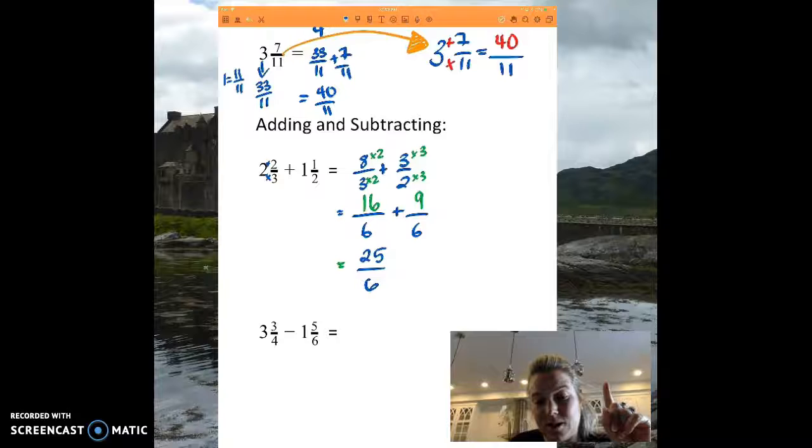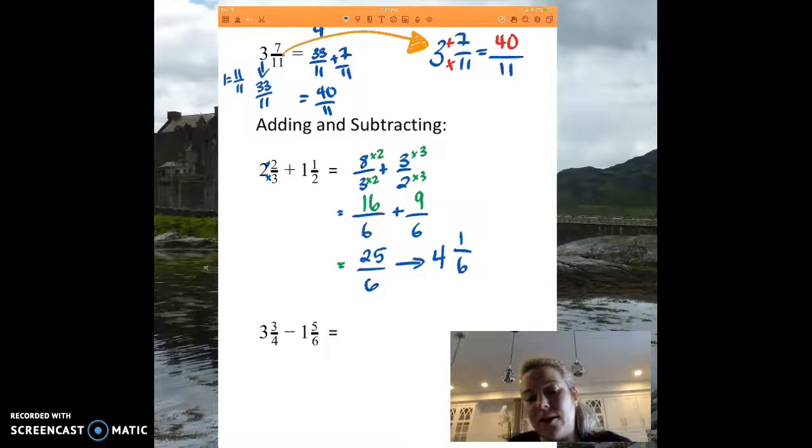Now, 25 over 6, can I switch that back? I can. I'm going to say how many 6's go into 25? So 6, 12, 18, 24. So that's going to be the same as 4 6's. And between 24 and 25, I have 1 left over. So I'm going to have 1 over 6 left over. I'm going to have 4 and 1 over 6.